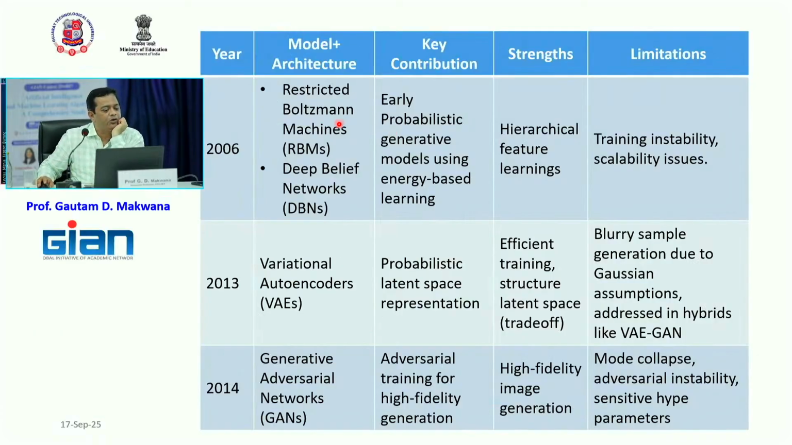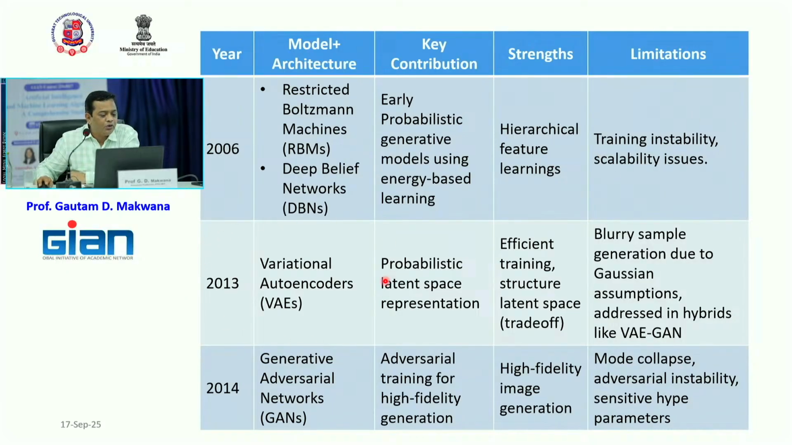Now first, in 2006, the model and architecture are the RBM, restricted Boltzmann machine, and the deep belief network. The main contribution is the early probabilistic generative model using energy-based learning, and the strength is hierarchical feature learning. The limitation is training instability and the scaling issue.